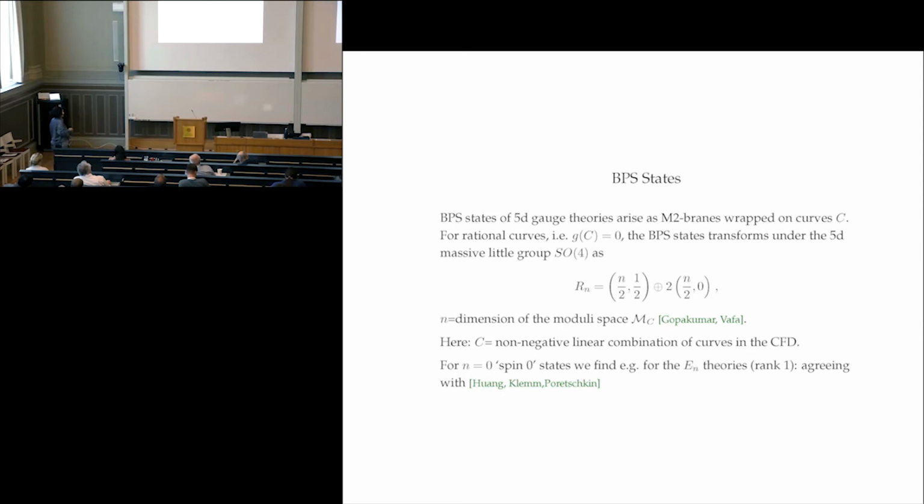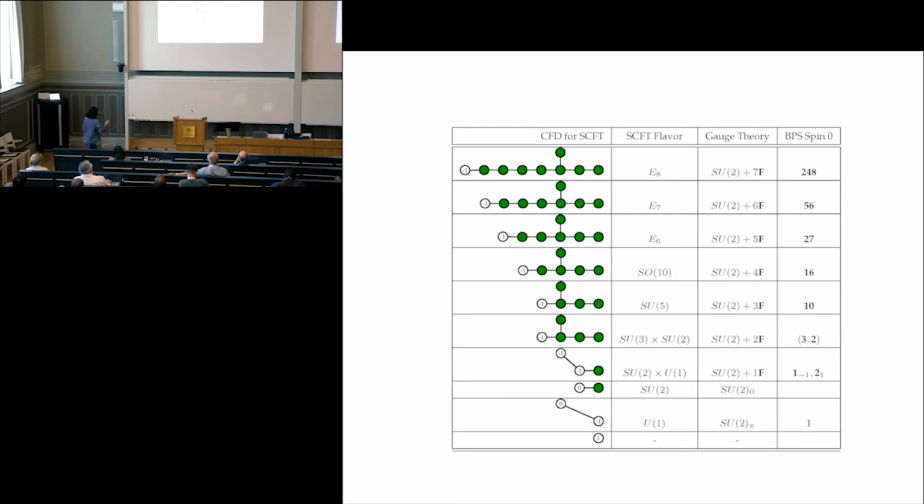And so from these CFDs, we essentially are furnished with a collection of curves, and we just now want to know what are the M2 brane wrapped states and what representations under the strongly coupled flavor symmetry do they transform in. For example, for the rank 1 theories, these were the theories that I listed earlier. These were the flavor symmetries, the gauge theory realization, the spin 0 states are computed like this, and this is in agreement with the earlier results by Closset, Schafer-Nameki, and Wang.